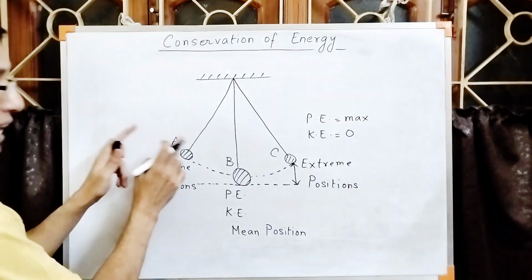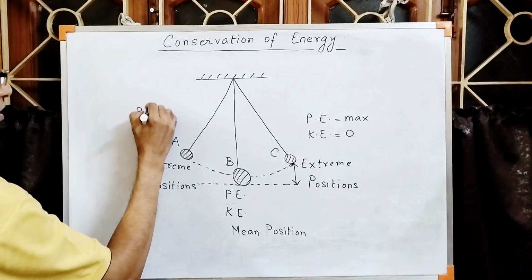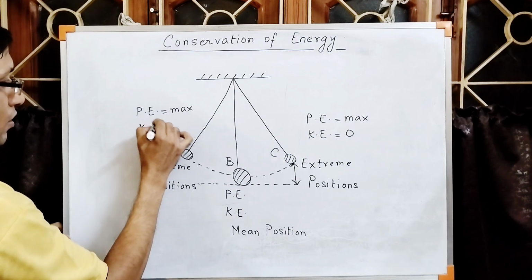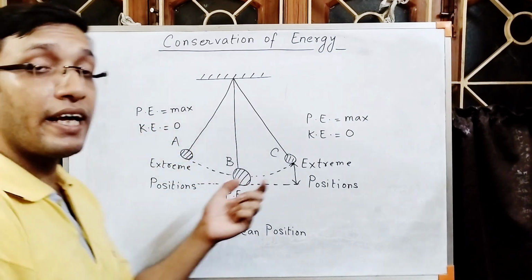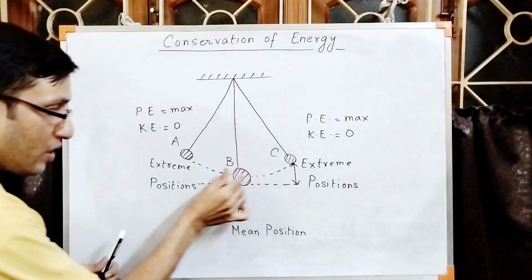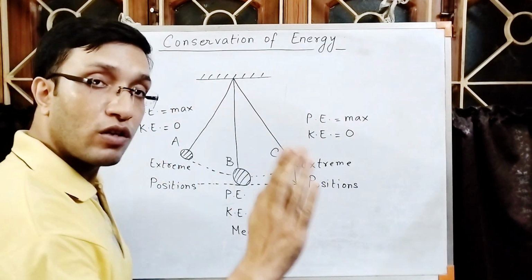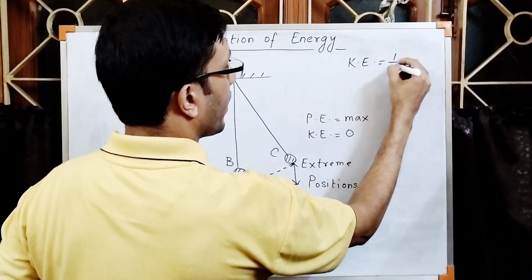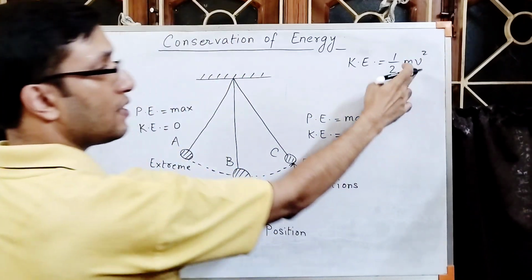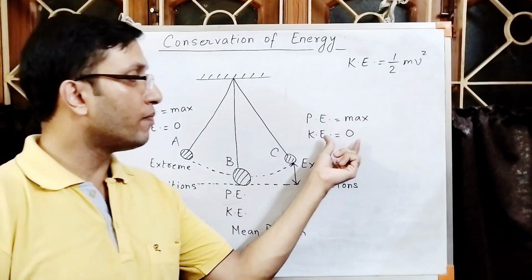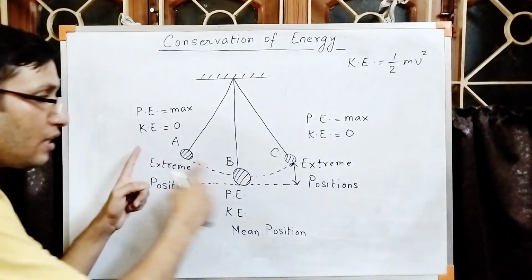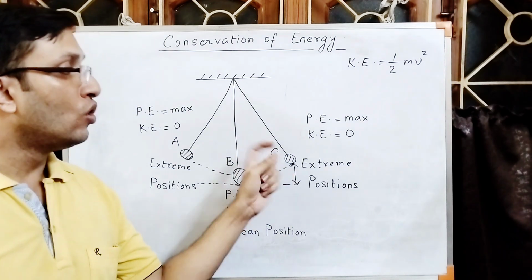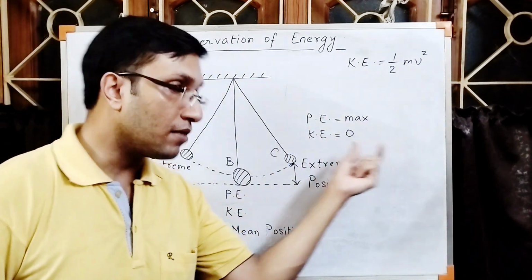Same thing happens at this extreme also. That is, potential energy becomes maximum and kinetic energy becomes 0. Now why does kinetic energy become 0? Because by the time this bob reaches either A or C, its velocity becomes 0. And the formula for kinetic energy is how much? Half mv square. So since v becomes 0, at the two extremes, kinetic energy becomes 0. And at the two extremes, either A or C, the bob has gained maximum height from the ground. So gravitational potential energy becomes maximum.